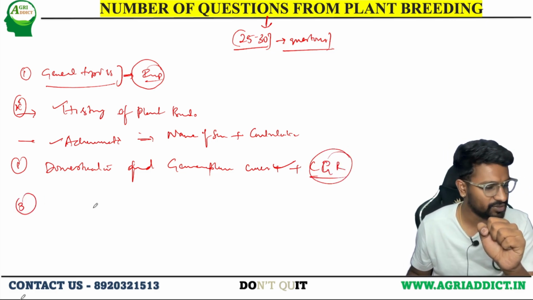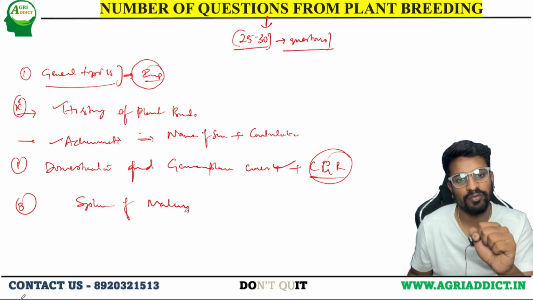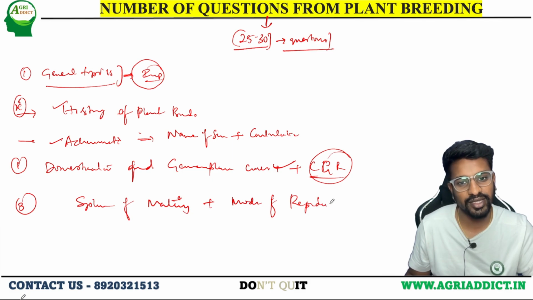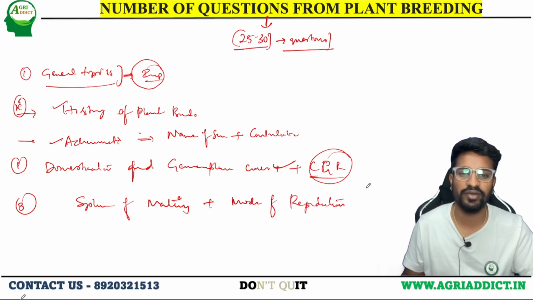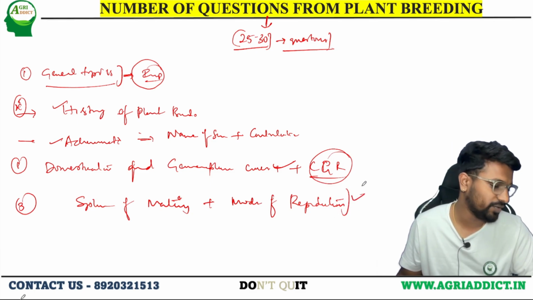The third one is the system of mating. It is also important, and go through the modes of reproduction as well. You might have also covered this in seed technology, so it would be a kind of revision if you are covering it for genetics and plant breeding. Please do not leave anything out and try to cover it in detail.